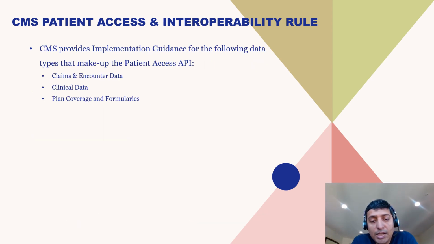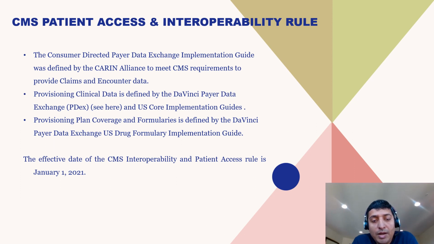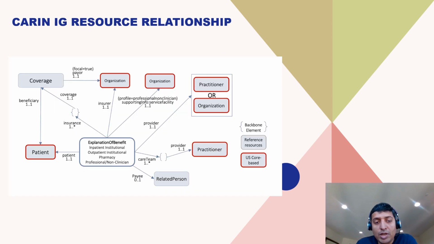CMS provides implementation guides for the following data types that make up the Patient Access API: claims and encounter data, clinical data, plan coverage, and formularies. The Consumer-Directed Payer Data Exchange Implementation Guide was defined by the CARIN Alliance to meet the CMS requirement to provide claims and encounter data. Provisioning clinical data is defined by the Da Vinci Payer Data Exchange (PDex) and US Core Implementation Guides. Provisioning plan coverage and formulary is defined by the Da Vinci Payer Data Exchange US Drug Formulary Implementation Guide. The effective date of the CMS interoperability and patient access rule is January 1st, 2021.